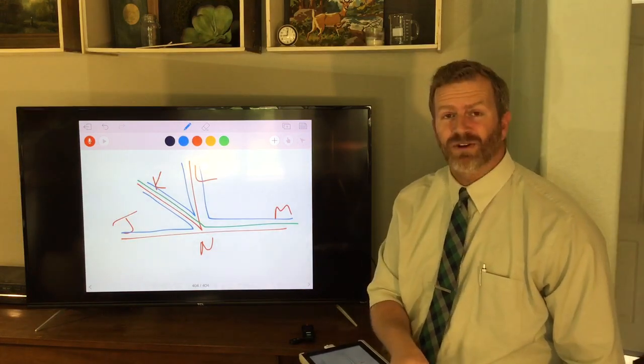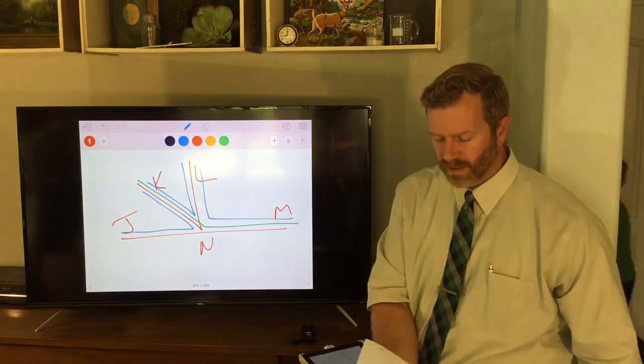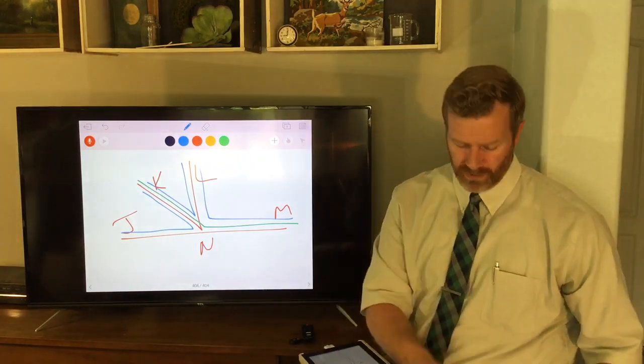Number eight, you just got to make sure you line up your decimal numbers in the right spot. If they're not in the right spot, then you'll get the problem wrong.